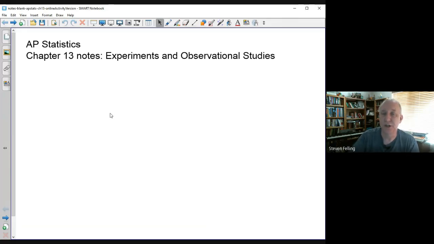kinds of biases. What we're going to talk about in Chapter 13 is the difference between observational studies and experiments, and how conducting an experiment is the only way to establish a cause-effect relationship, and we'll try to see why that's true, what makes a good experiment. Basically, if you collect data from the real world and you meet certain criteria, then it's called an experiment, and anything else is called an observational study.